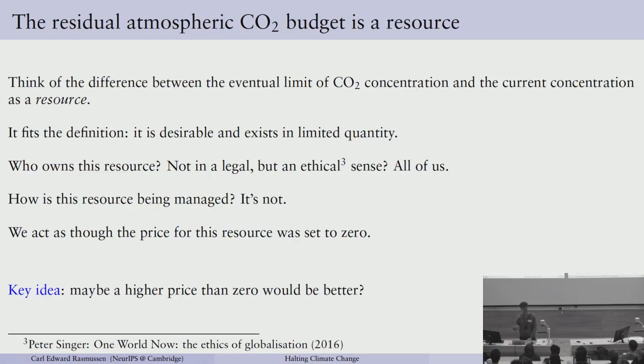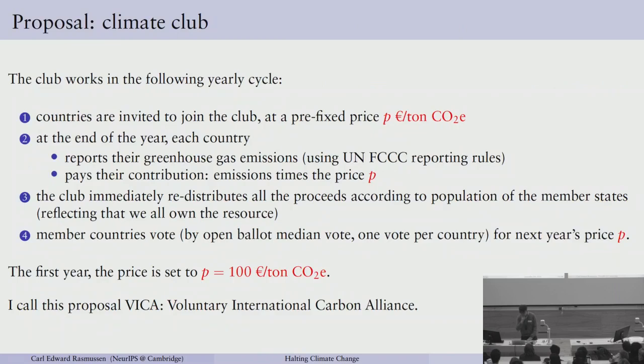But how would we actually do that in practice? Okay, so here's the proposal. The proposal for a climate club. So a climate club is basically an alliance of nations where every nation can decide to be a member or not a member as they see fit, right? And the club that I'm proposing works on a yearly cycle, right? So it only exists on a yearly cycle. So every year you have to decide whether your nation wants to be a member of the club or not. Okay, so how does it work?